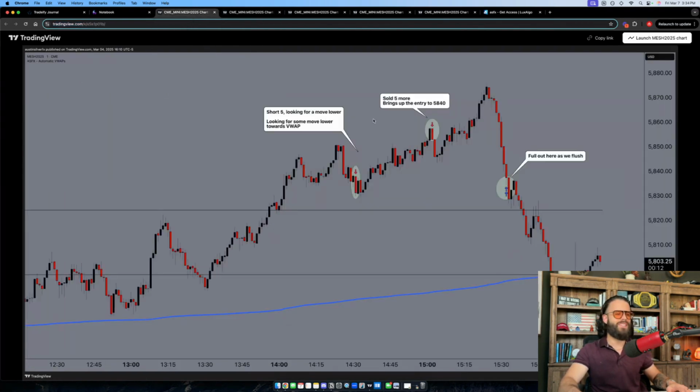Be scalpy, scalpy, scalpy. And then this one, playing around in the afternoon, just trying to catch some momentum back to the downside. Small short here, added a little bit more here into the last hour of the day, and then it flushed. And as you can see, full out here, just a little more win on the day.